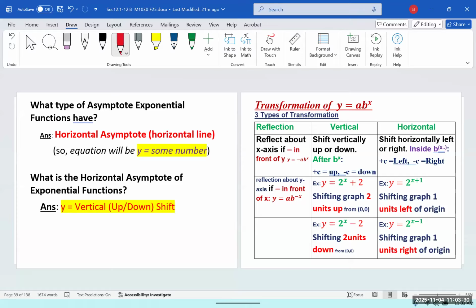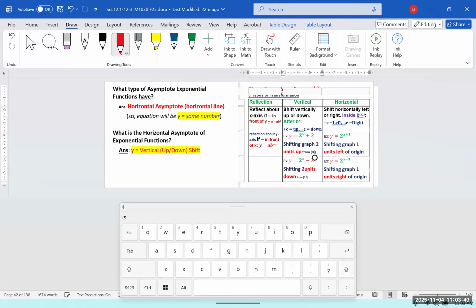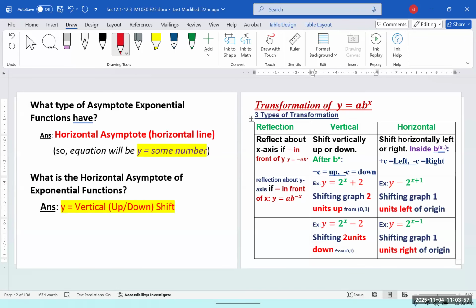If you have a number after your function, then you are moving up or down. Plus 2 means going up, minus 2 means going down. It's from 0, 1: x is 0, y is 1. So basically you are moving your y-intercept. So plus 2 means going up 2, minus 2 means going down 2. You are shifting your y-intercept upward or downward.